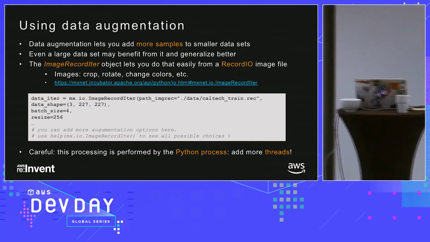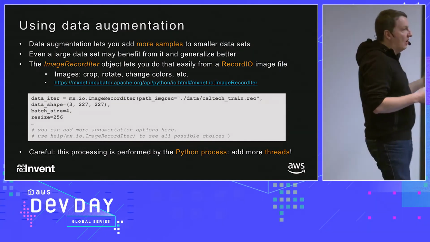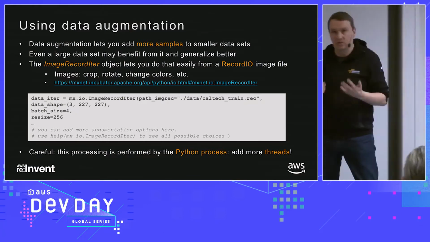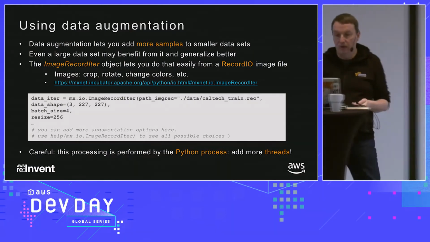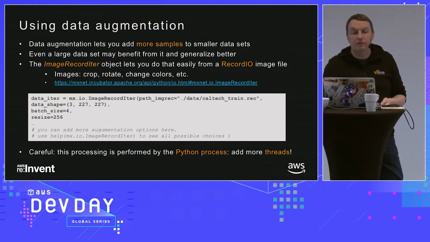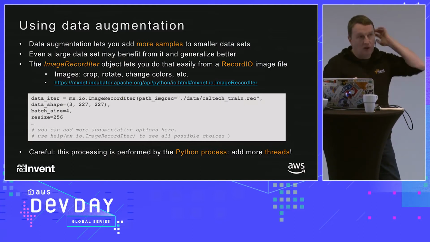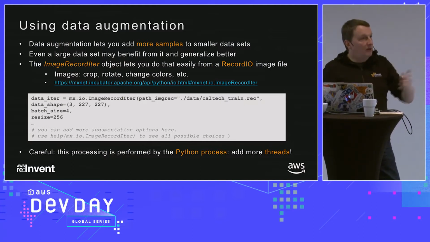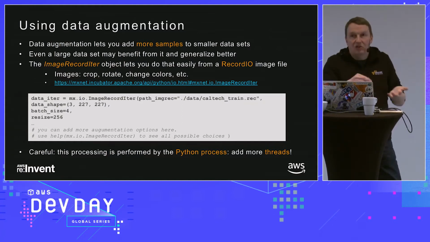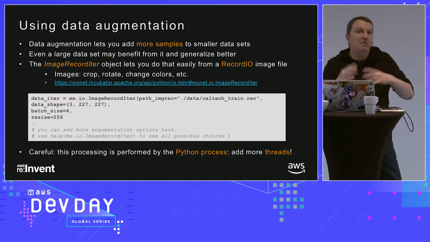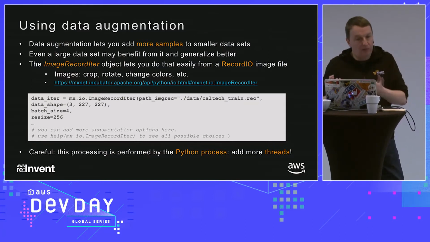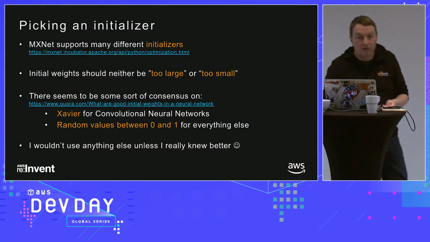MXNet and Keras have those data augmentation tools, and you should definitely use them. They're really nice, especially when you want to do fine tuning. If you have just a few thousand images, data augmentation is a good way to move from a few thousand to a few tens of thousands, and maybe help build a more robust model.